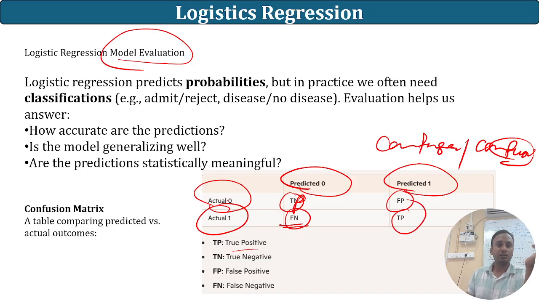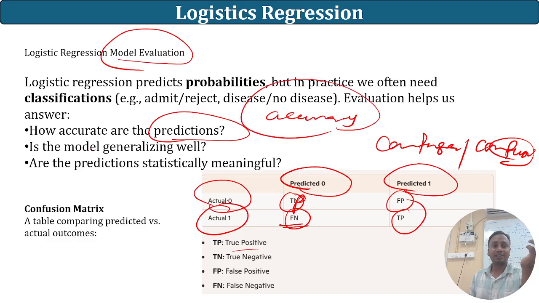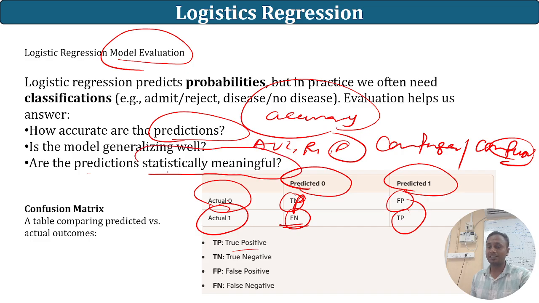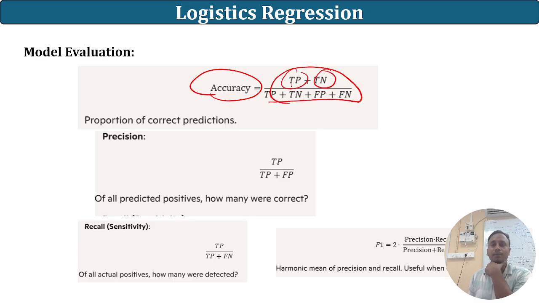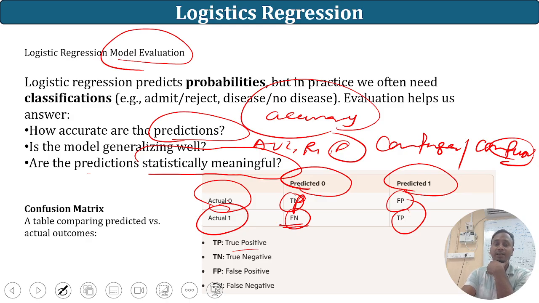So how accurate are the predictions? We have to know that. It is called accuracy. That is, whether the model is generalizing well, in terms of area under the curve or R square or F statistic, and whether the predictors are statistically meaningful or not, meaning whether the p-value is less than 0.05 or not. For accuracy, it is true positive plus true negative over the summation of all, whatever we have from the confusion matrix.